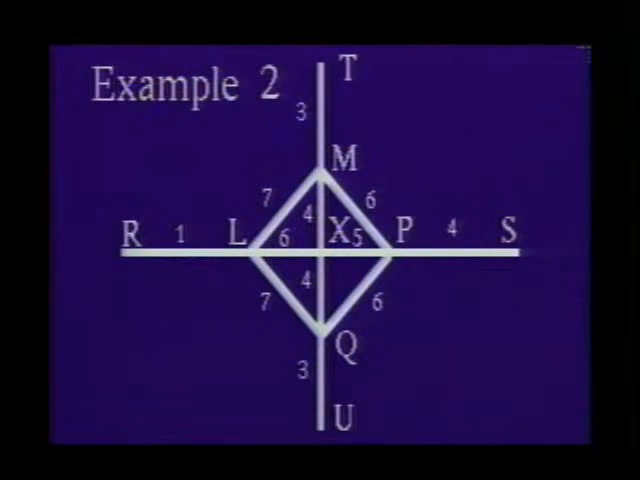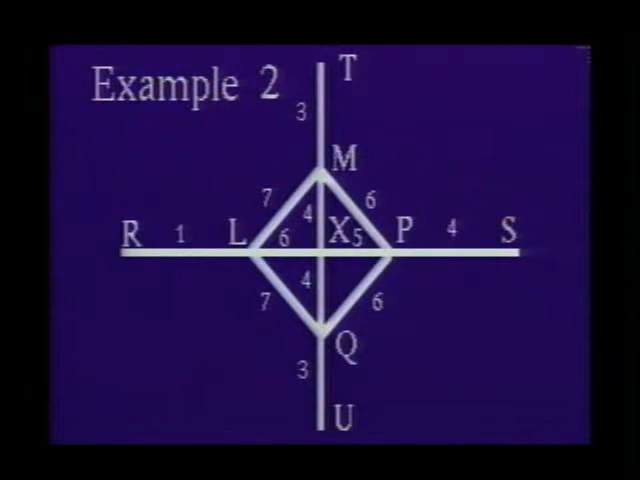Example 2. Look at this drawing. List the congruent line segments. Line segment RS bisects which segment or segments? What is the midpoint of line segment TU?